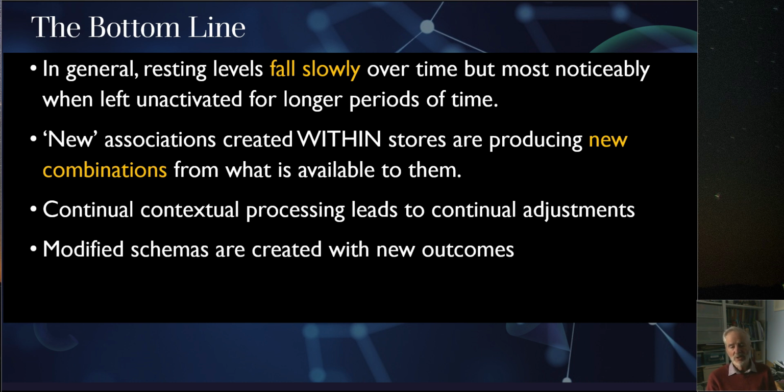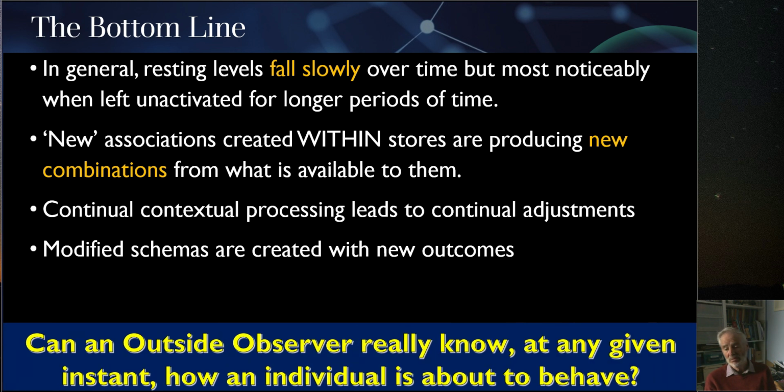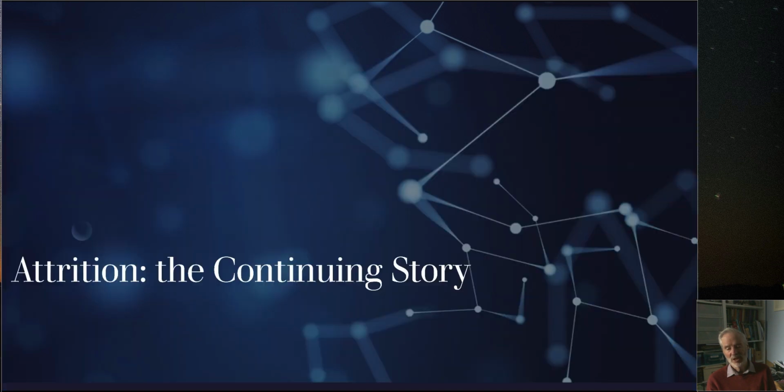So modified schemas are continually being created with new outcomes. So really, how, you might ask, can an outside observer really know at any given moment how an individual is about to behave? From the outside, we have no access to what's going on inside their subconscious mind, or the subconscious parts of their mind. So it is essentially not easy to predict in high detail.